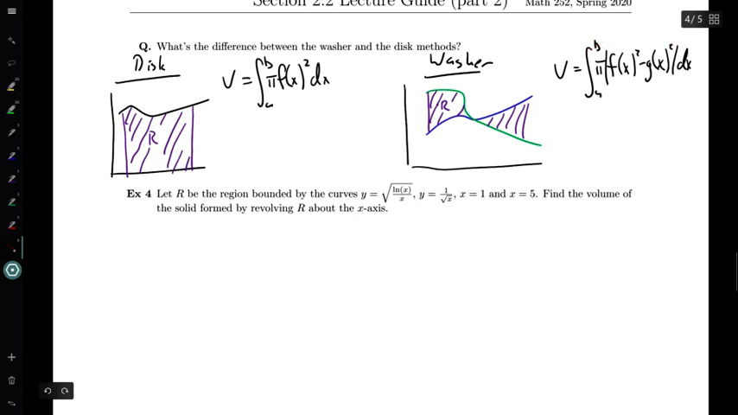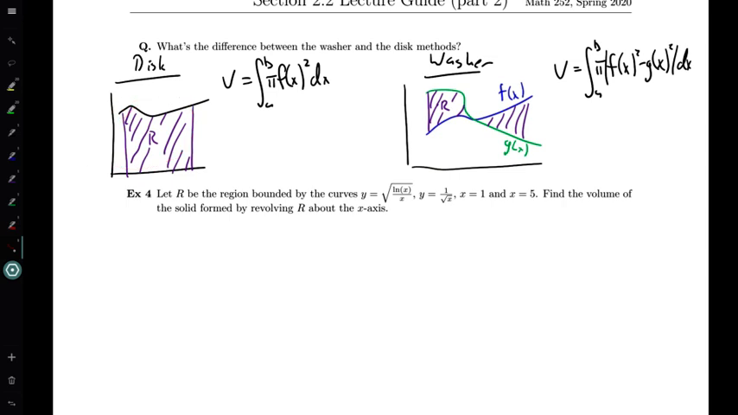So what we want to observe here is that these formulas look very similar. The primary difference is that the formula for the washer method has a g of x, whereas the formula for the disk method doesn't. And in fact, that is the only difference. If I took this green curve here, my curve for g of x, if I took that green curve to line up with the x-axis, then what I would have is exactly the same as this region over here with the same f of x.